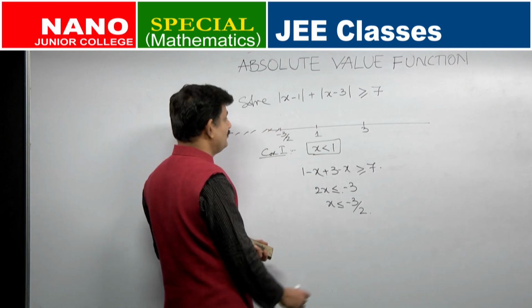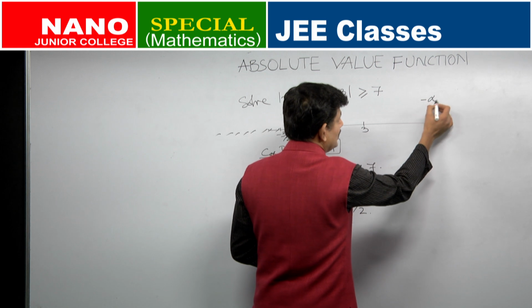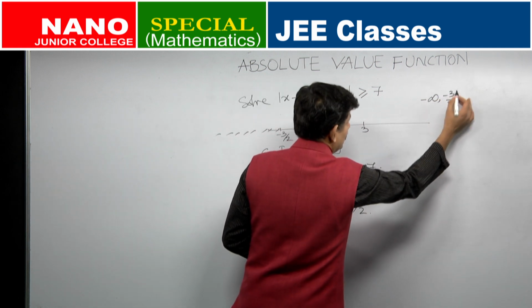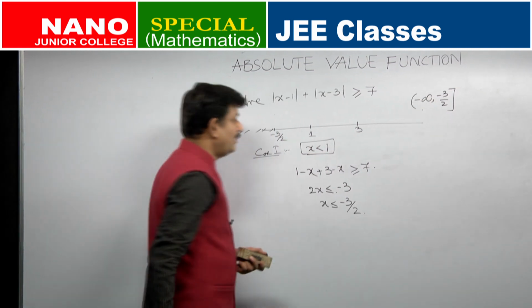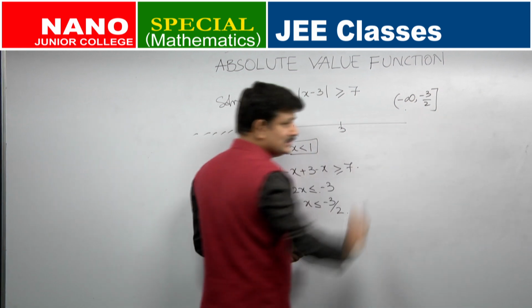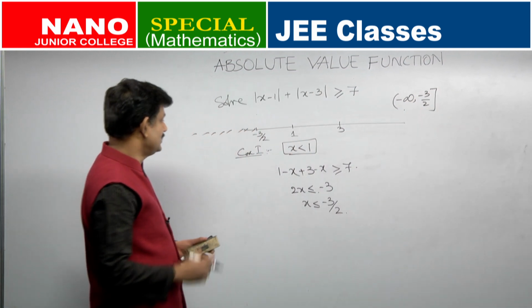So, what will be my solution from here? Set of all numbers starting from minus infinity to minus 3 by 2, that will be part of my answer. Minus 3 by 2 is included or excluded? Equality is here, so it is a closed interval at minus 3 by 2. Now, let me look at a second case.